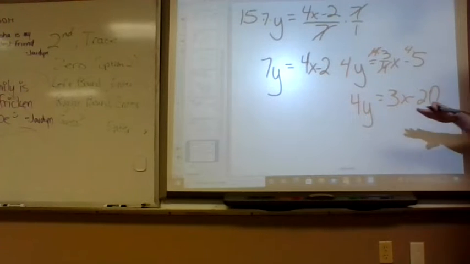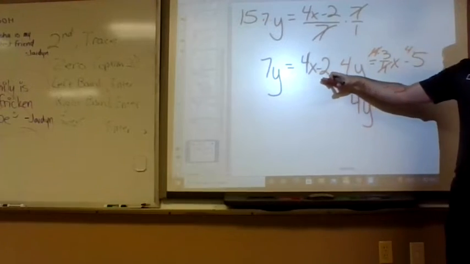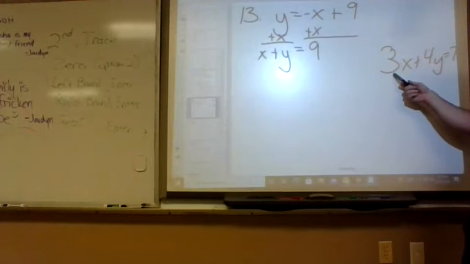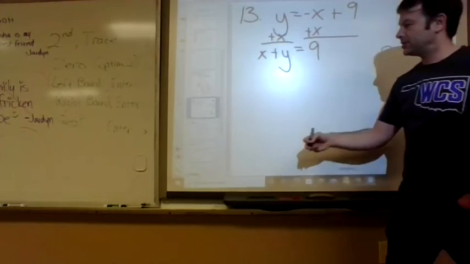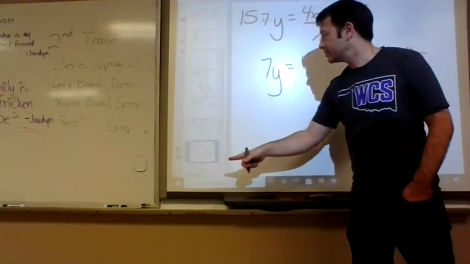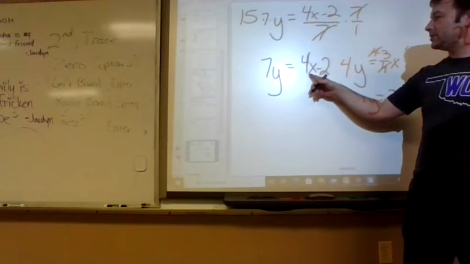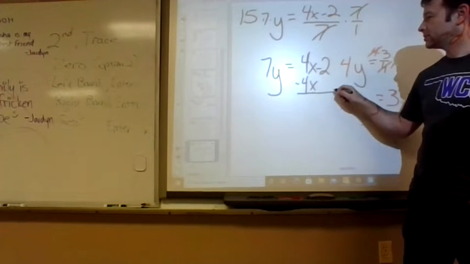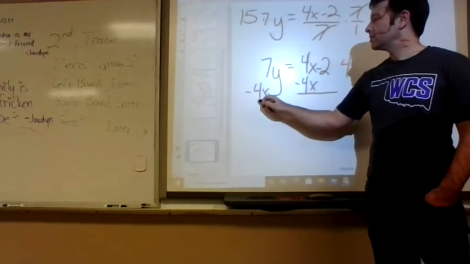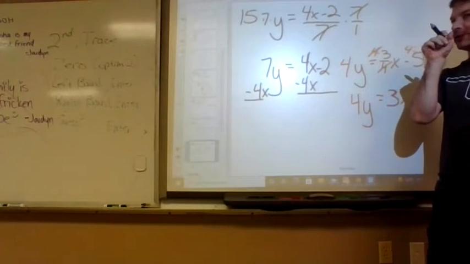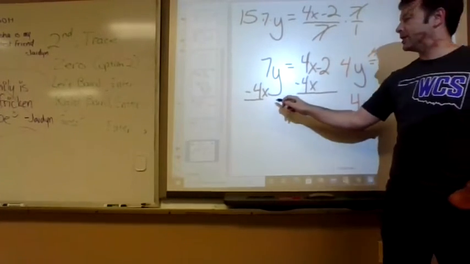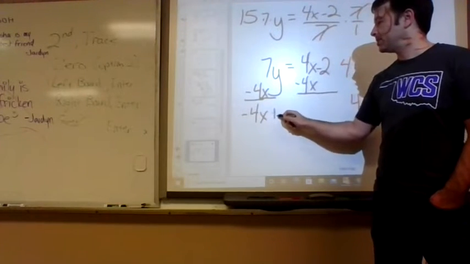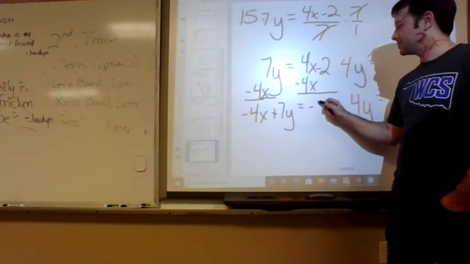So, is this in standard form? No. Standard form is like this, 3x plus 4y equals something. So the x's and the y's have to be on the left. How do I get this guy over to the other side? Subtract. Right, and he's supposed to go in front. So I'm not going to put 7y minus 4x. I'm going to put negative 4x plus 7y equals negative 2.